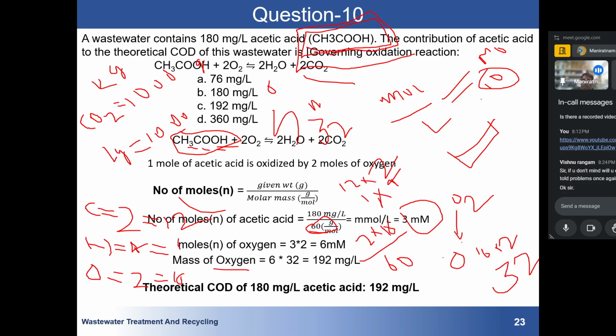CO2. How many carbon atoms are there in one CO2? One carbon atom. How many oxygen atoms are there? 2. And what is the atomic mass of carbon? 12, sir. And what is the atomic mass of oxygen? 16. We will be multiplying 1 into 12 plus 2 into 16. So what will the total be?